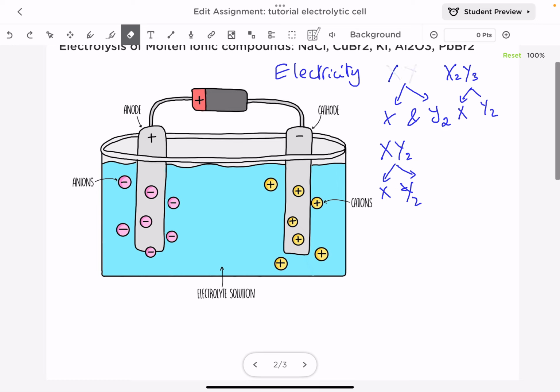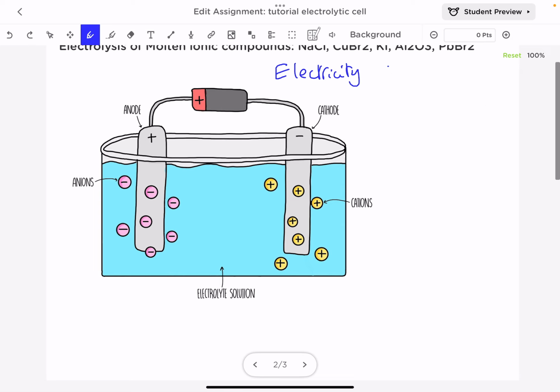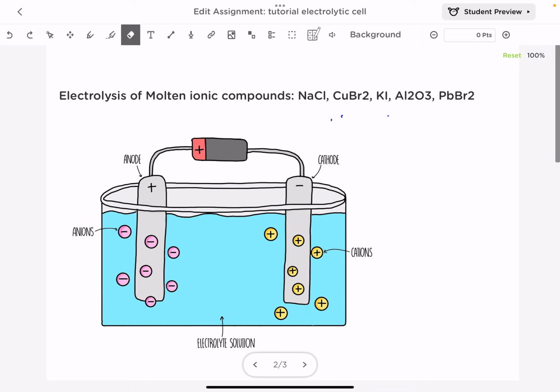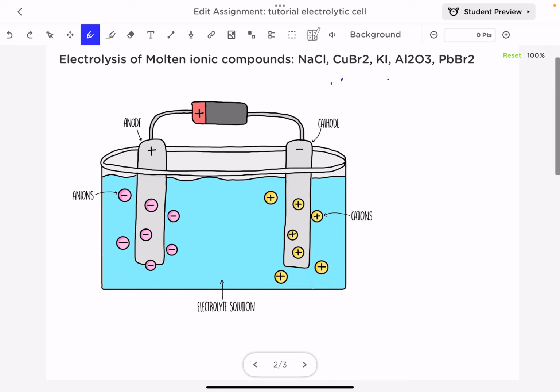When we talk about molten electrolysis, we're referring to the electrolysis of an ionic compound in its liquid state, where the ions are free to move. So I'm going to start here. I'm going to show you several examples: NaCl, CuBr2, KI, Al2O3, and PbBr2. When we talk about molten electrolysis, we refer to the ions of NaCl as Na+ in the liquid state and Cl- in the liquid state. Let me begin with this example.